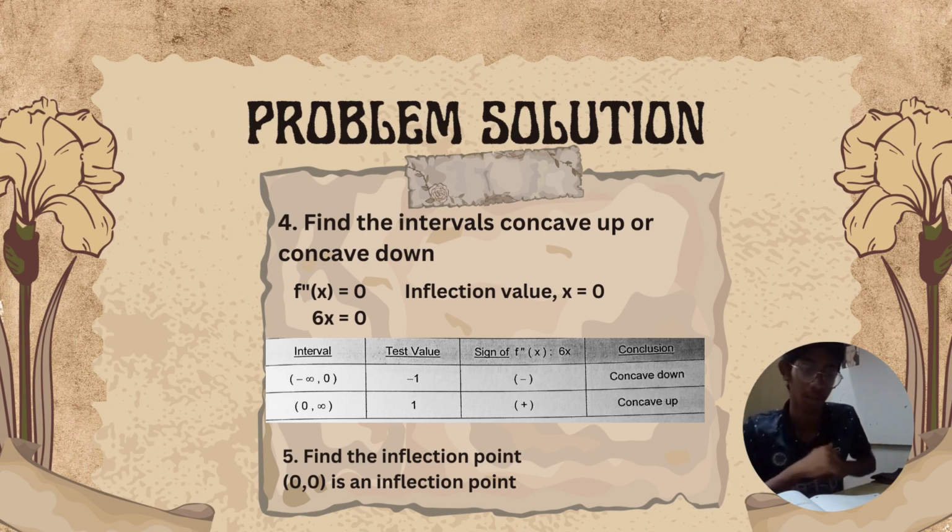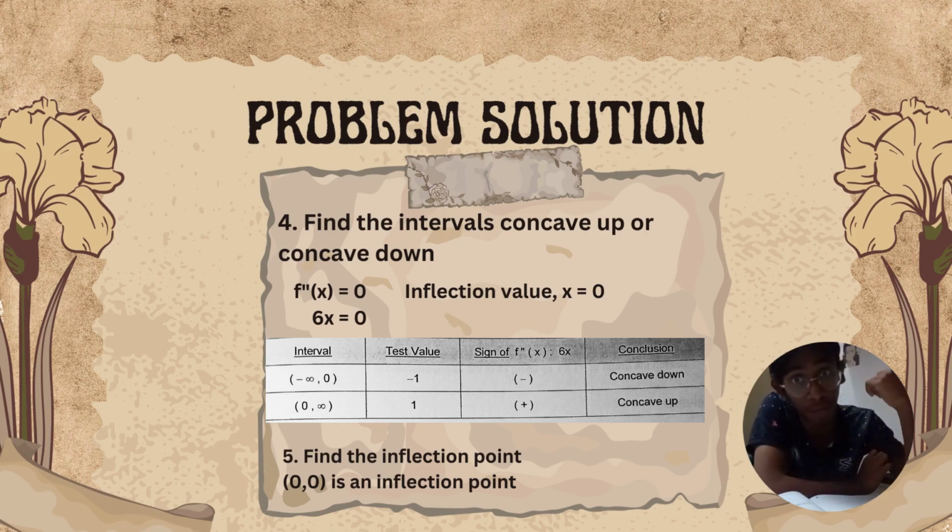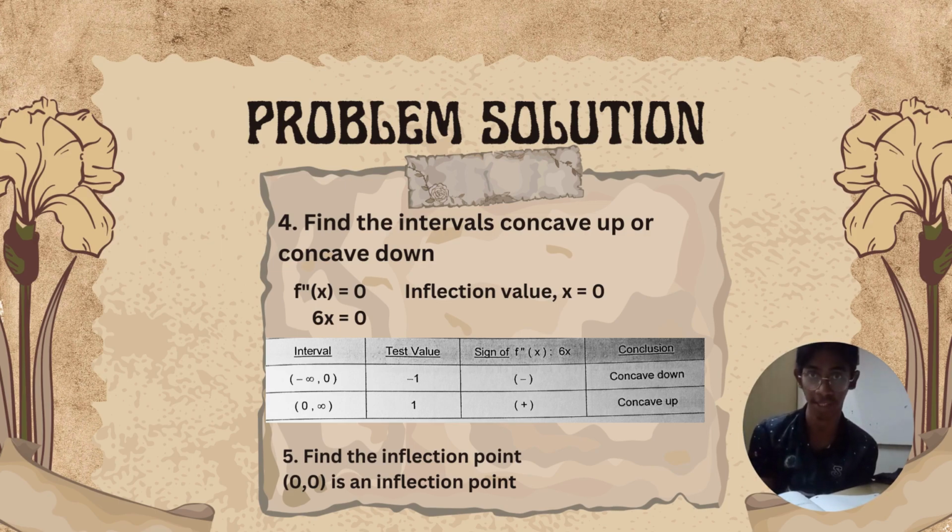Let's start. The interval for the first row is the range from negative infinity to 0 based on our inflection value. And for the second row, 0 to infinity. And then we put the test value for both intervals. The first one is going to be negative 1, the second one 1. After we put the test values into f double prime x, which is 6x, the sign of the first row is going to be negative, and the sign for the second row is going to be positive.